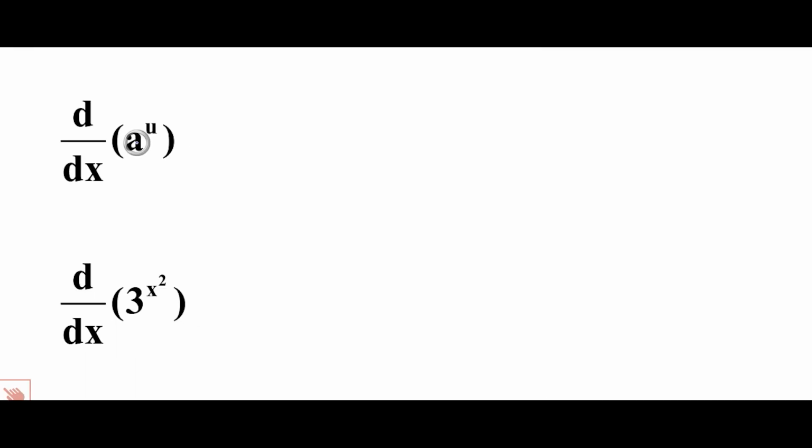Now let's look at a to the u, where a is a constant and u is a function of x. So we have the derivative of a to the u is equal to a to the u times ln of a times the derivative of u.